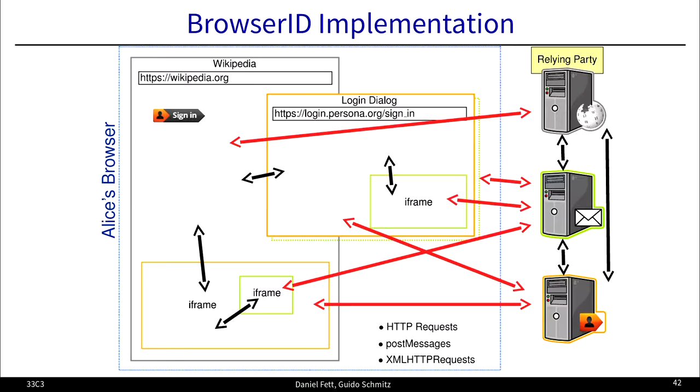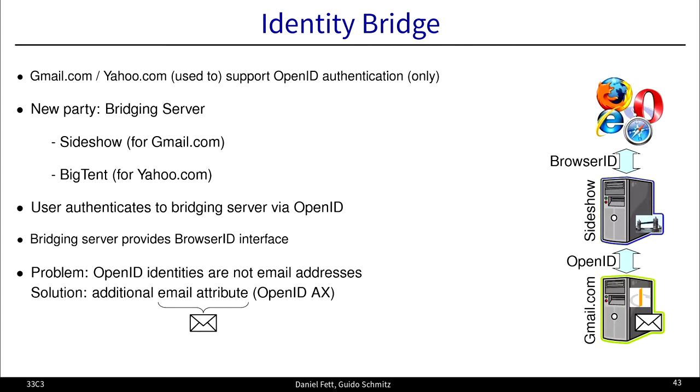To add even more complexity, they did the following. They thought, well, some users are already using Gmail or Yahoo, so let's provide some nice interface for them. They provided the so-called identity bridges, specifically for Gmail and Yahoo, which at the time supported OpenID authentication only. And they created two new servers, the so-called bridging servers, one for Gmail called Sideshow, and the other one for Yahoo called Big Tent. Now, the user authenticates to the bridging server using OpenID, and then a bridging server has an interface to the standard Browser ID interface. One problem was that OpenID identities are not email addresses. So in OpenID, you add an attribute, which is called the email attribute, and we're talking about this email attribute in a minute.